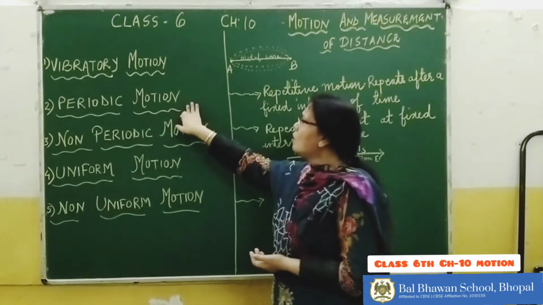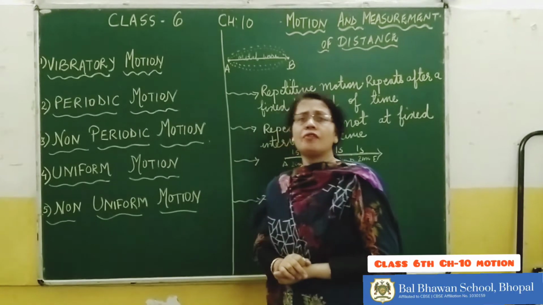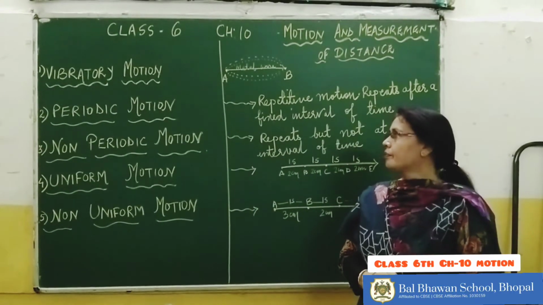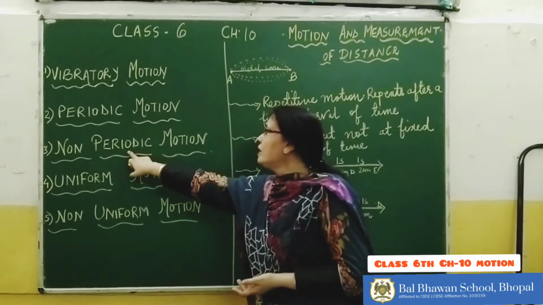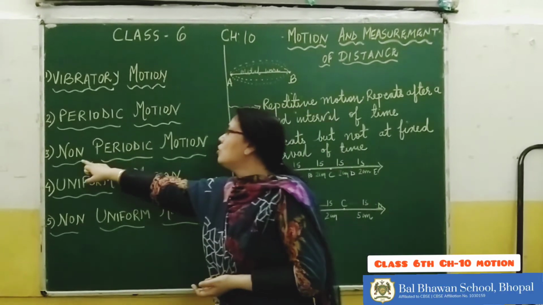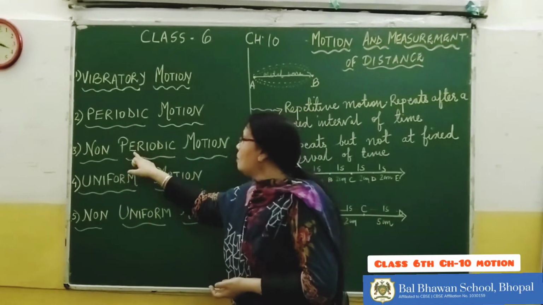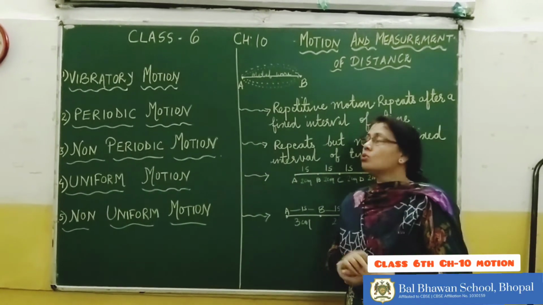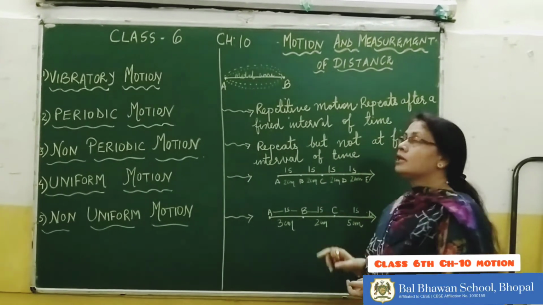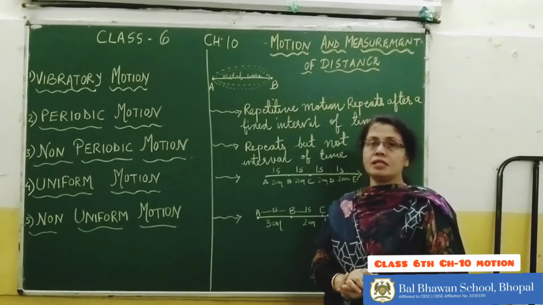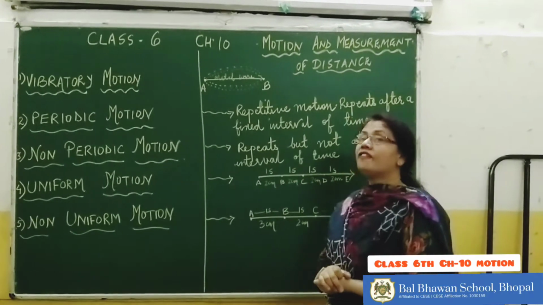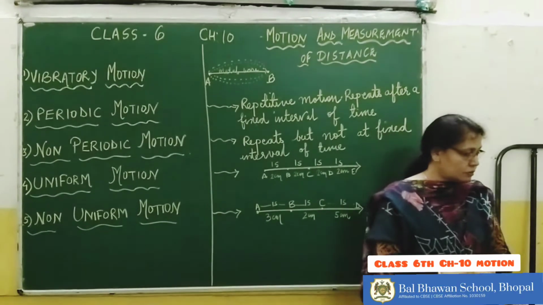Now let us see how is this periodic motion different from non-periodic motion. As the word suggests, here also we have non-periodic. Non-periodic means a repetitive motion. So a non-periodic motion is also a repetitive motion. It also repeats itself, but not at fixed interval of time.